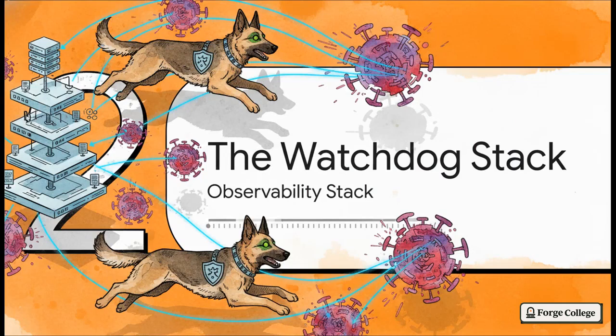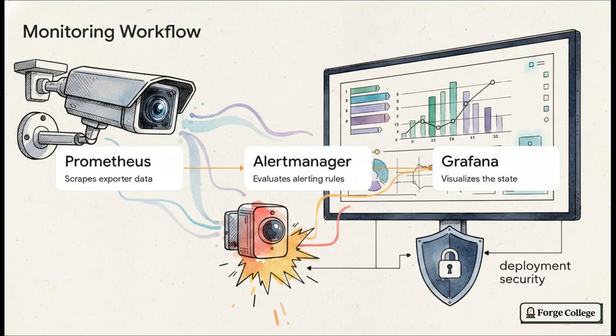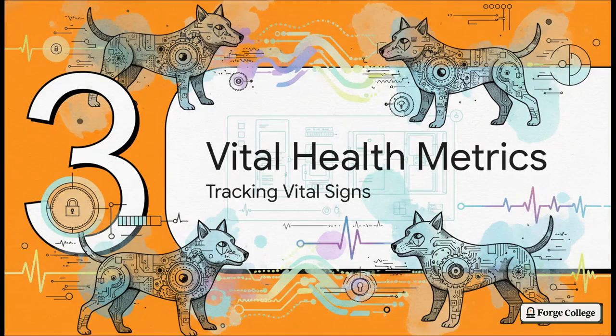Moving right along to Section 2, meet the watchdog stack. To catch these runtime anomalies before they turn into full-blown disasters, we need some active patrol guards. Sticking with our home security analogy, Prometheus is basically your high-definition camera, actively recording the data. Then you have Alertmanager, the intelligent motion sensor that trips the alarm the second a specific rule is broken. And Grafana? That's the shiny monitor screen on your wall where you can visualize the complete real-time state of your system.